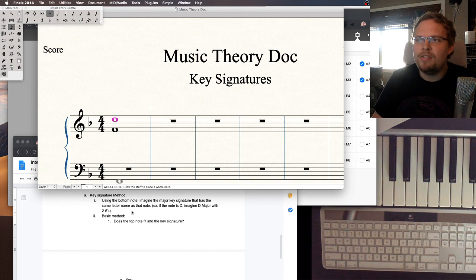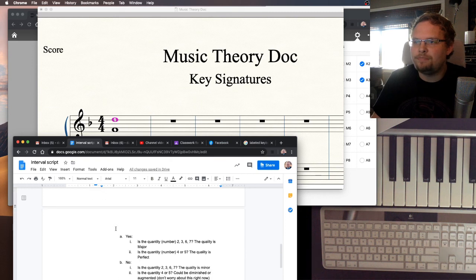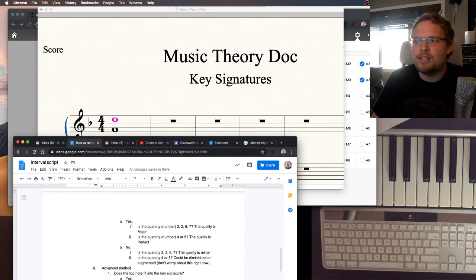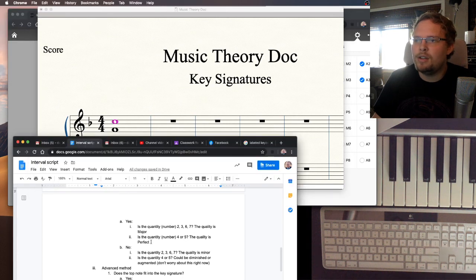Okay. Now, once I have that, here is a whole slew of questions that I start to ask myself. If the answer to that question is yes, and the quantity or the number is a 2, 3, 6, or 7, then the quality is major. In this case, that works because the distance is a sixth, so this is a major sixth, and that fits into the key signature. Now, if I bring this down to a C, and I have an F and a C, that still fits within the key signature. Down here in my notes, the quantity is a 4 or 5. That's yes. And then the quality is perfect. So this would be a perfect fifth.